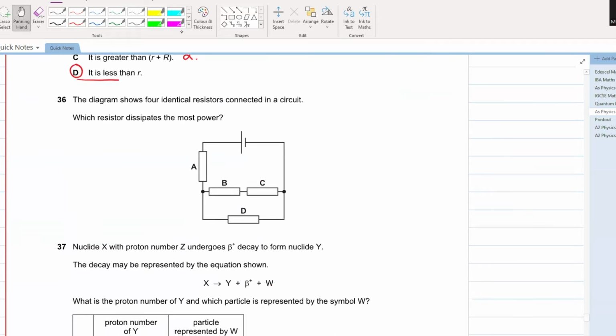Let's further move ahead. The diagram shows four identical resistors connected in a circuit. Which resistor dissipates the most power? Now, please pay attention to the wording of the question. Four identical resistors. That means the resistance of A will be R, the resistance of B will be R, the resistance of C will be R, and the resistance of D will be R. Now, if you apply this formula of power, power is equal to I squared R.